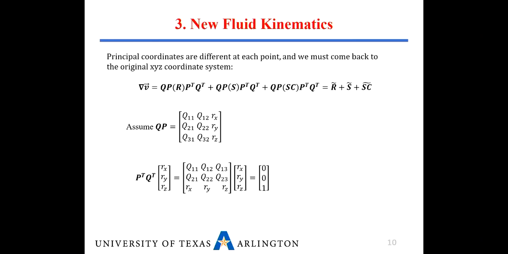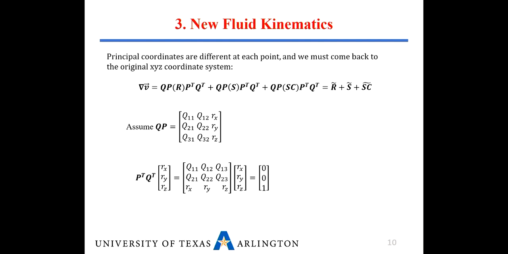Okay? So then we talk about new fluid kinematics. What does fluid kinematics mean? Well, fluid kinematics only defines shear, strain, or something like that. So we do the P rotation, making it parallel to the P rotation. Three parts: R rotation, S shear, SC stretching. Then we do the P rotation and the Q rotation. We need to come back.